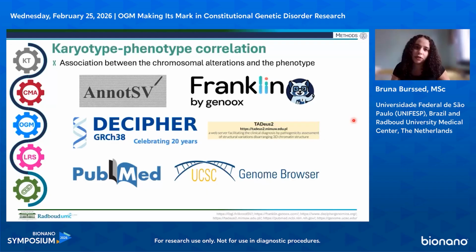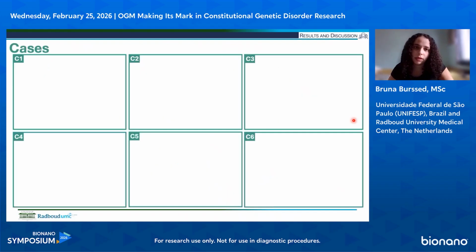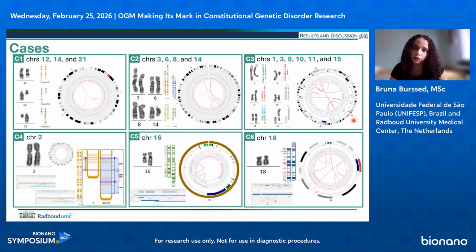Having done the entire characterization of the rearrangement, we then perform the karyotype-phenotype correlation, where we associate the chromosome alterations with the phenotype. To do this, we use many different tools as well as information from the literature. As I mentioned before, we have 6 cases in this study. This is an overview of all of the cases. Here at the top, we have 3 cases that present complex chromosomal rearrangements involving multiple chromosomes, while at the bottom, we can see 3 other cases that present complex genomic rearrangements involving a single chromosome each.